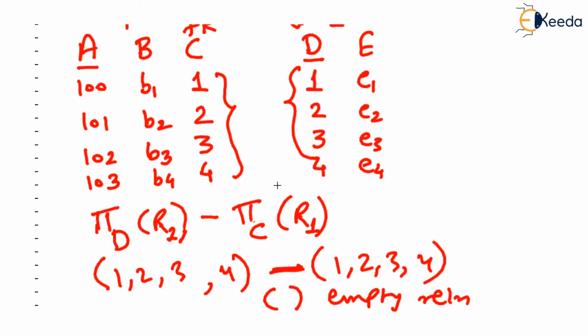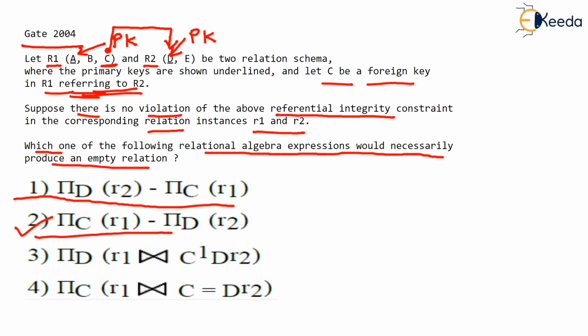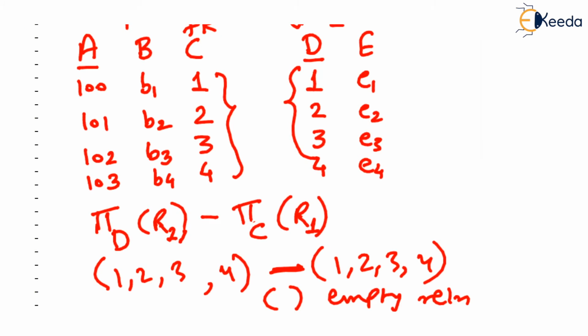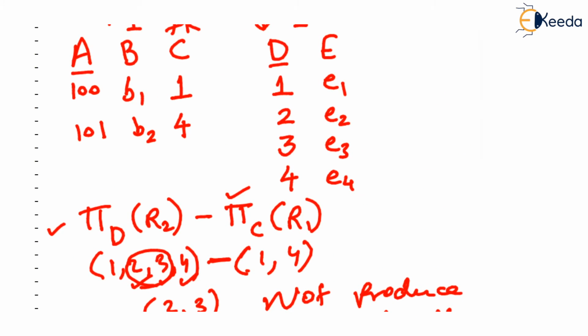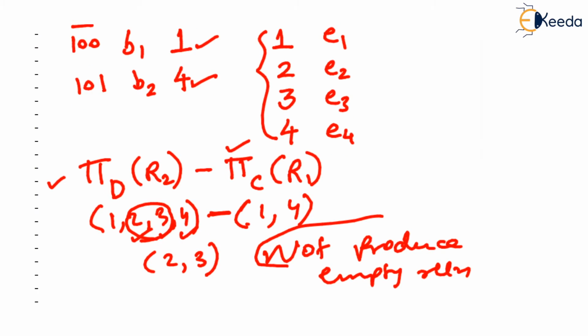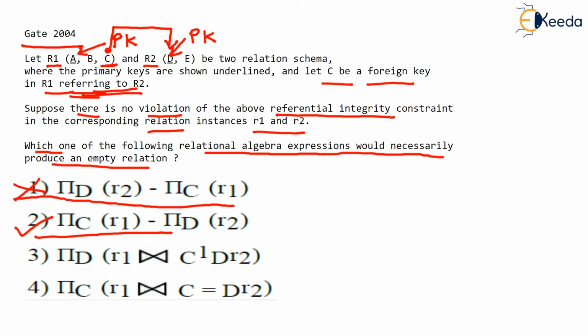So you may jump to a conclusion that even option 1 is correct. But wait a minute. They have said necessarily will produce an empty relation. Watch out that this is just one of the cases where all values of D are there in C. But this can be a case where C has only 1 and 4, whereas D has 4 values. In that case, we are not going to produce an empty relation. So by the way, option 1 is out of question. Anyway, we have already found they have asked which one of the following, the second option will produce a valid result.